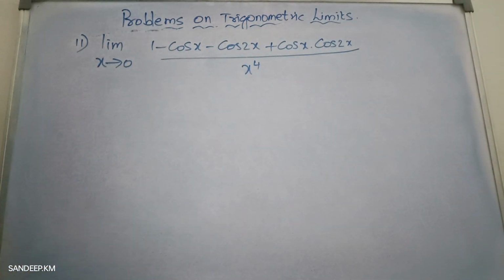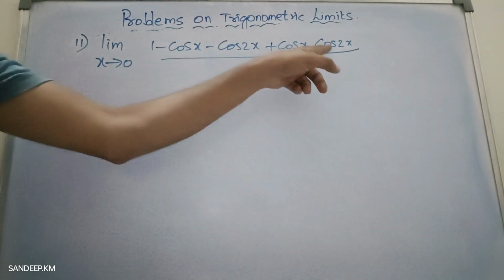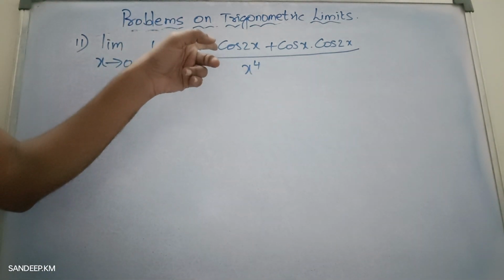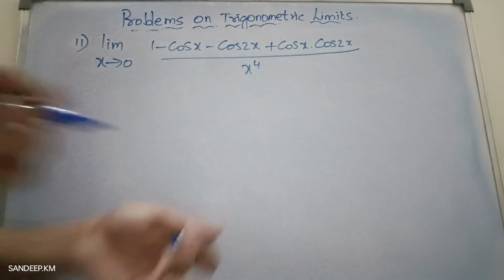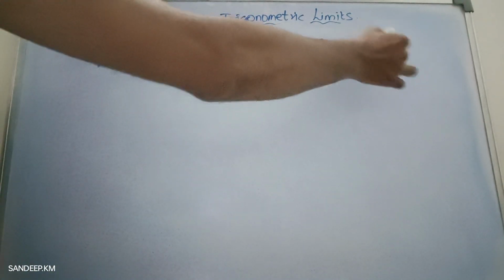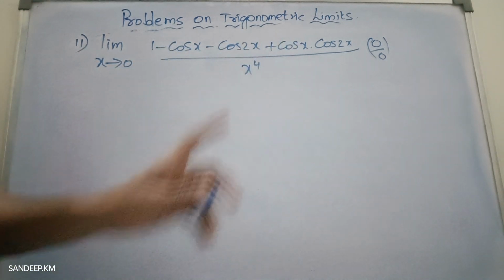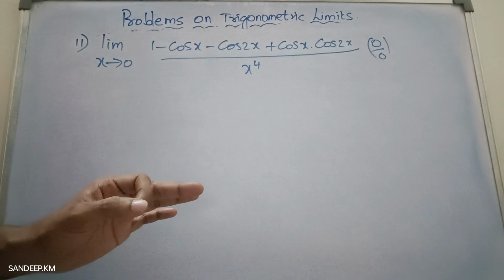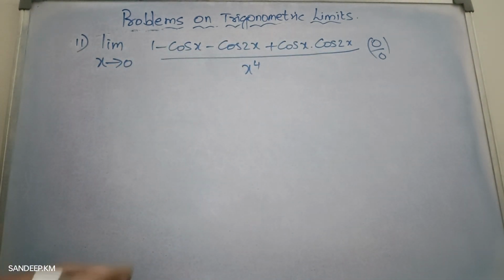So here is our next question, 11th question. 1 minus cos x minus cos 2x plus cos x into cos 2x, divided by x power 4. You substitute x as 0 and the numerator will be 0, the denominator will be 0. So it will be again in 0 by 0 form. And dear students, after observing the numerator for some time, you should get the idea that we can factorize the numerator.